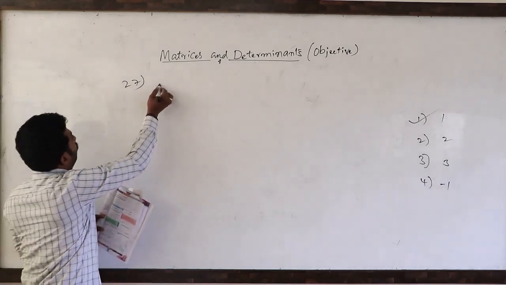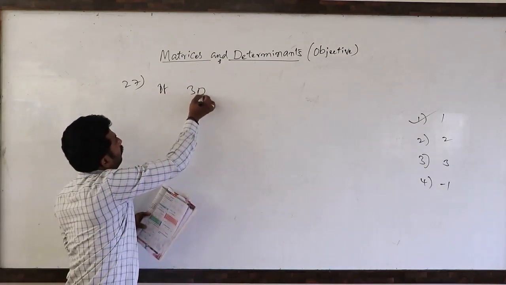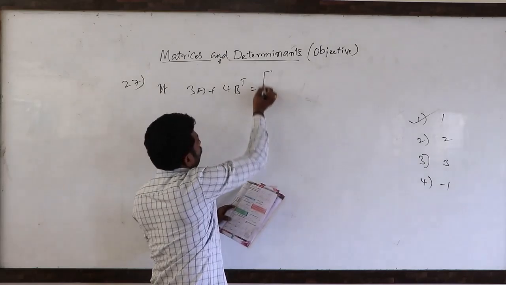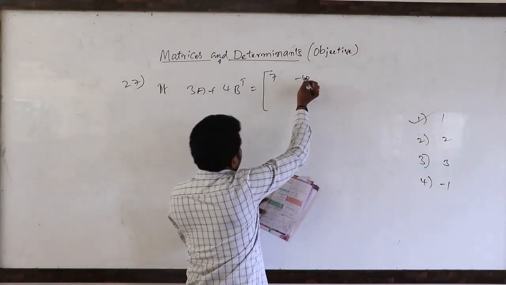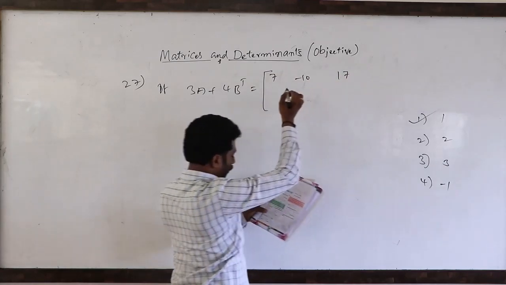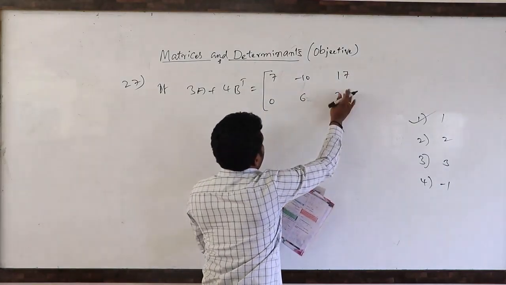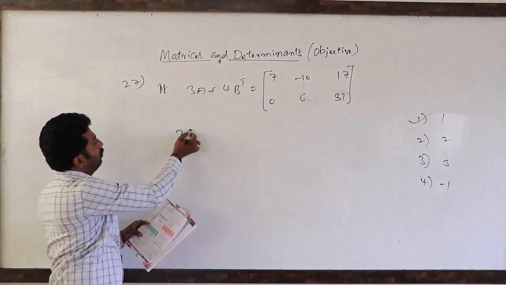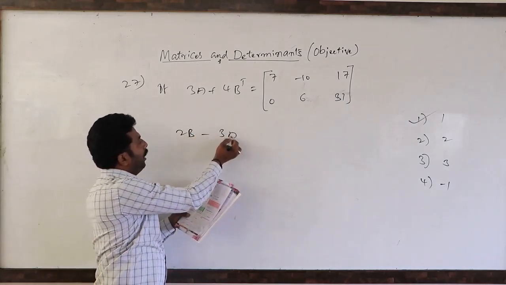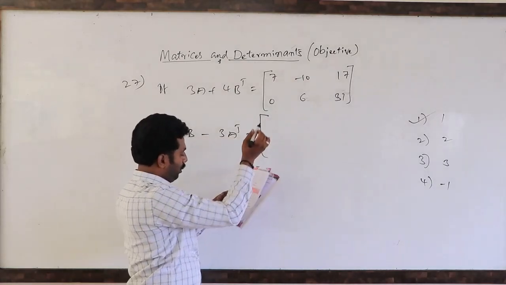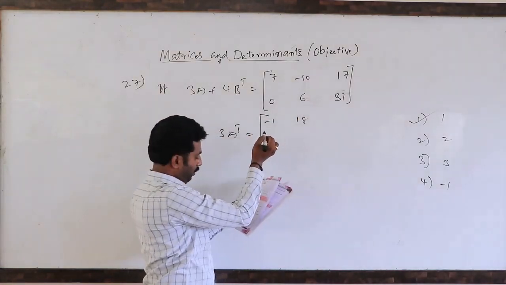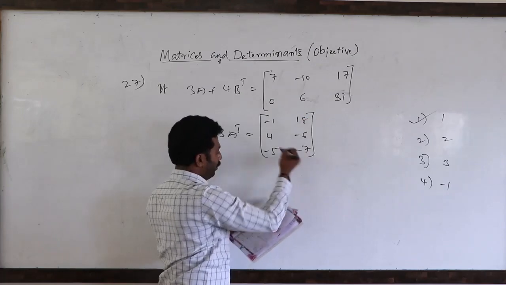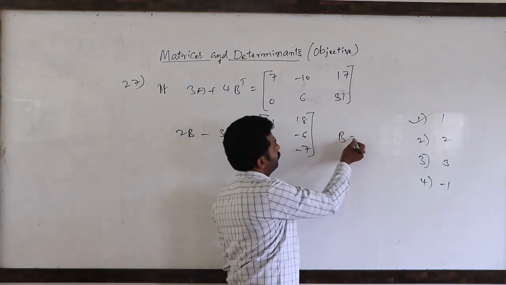If 3A plus 4B transpose equal to the matrix 7, minus 10, 17, 0, 6, 31, B another matrix, 2B minus 3A transpose equal to minus 1, 18, 4, minus 6, minus 5, minus 7. Then they are asking for the B matrix.